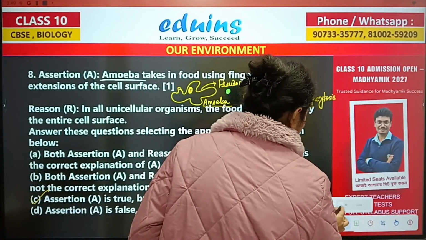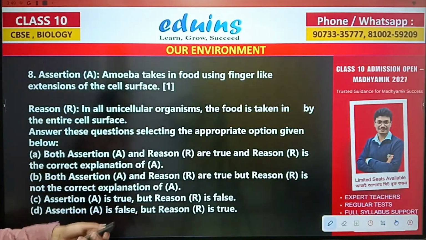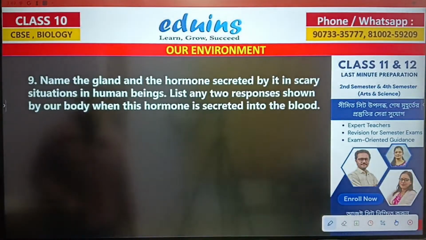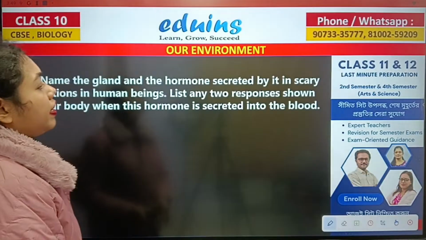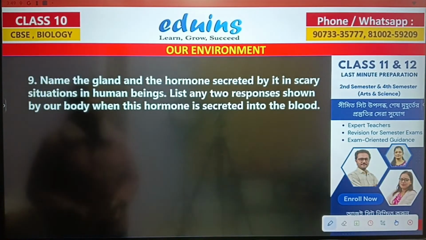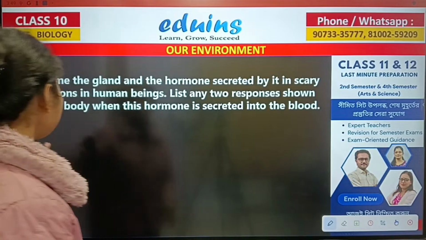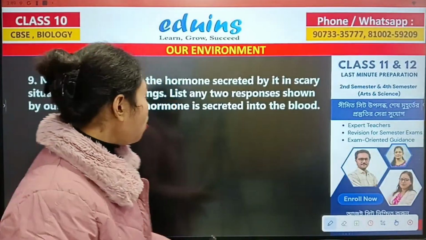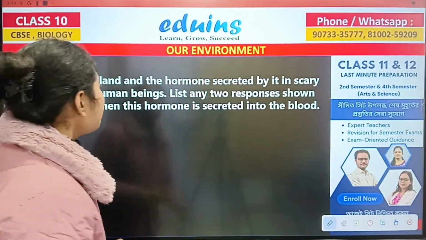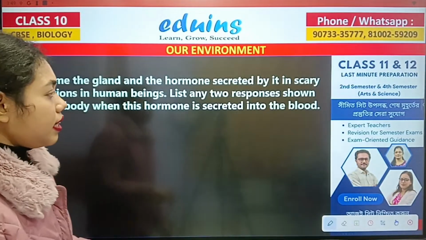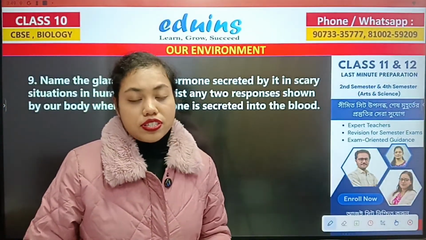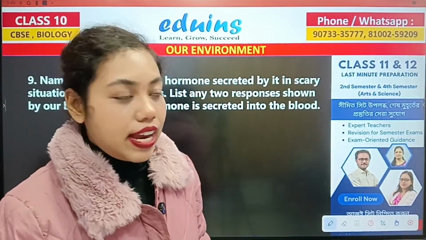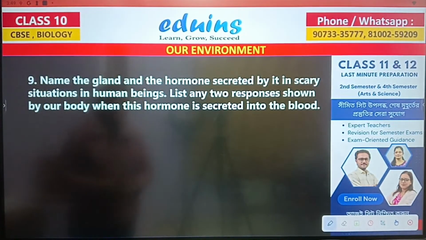Okay, let's move to the next portion. Number 9. Name the gland and the hormone secreted by it in a scary situation in human beings. List any two responses shown by our body when this hormone is secreted into the blood. What is the name of the hormone and the gland that secretes it in scary situations? What will be the answer? Can anyone answer this question?